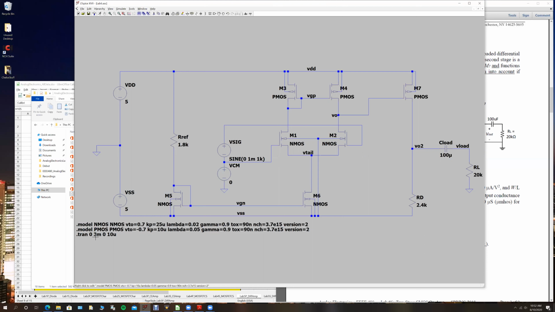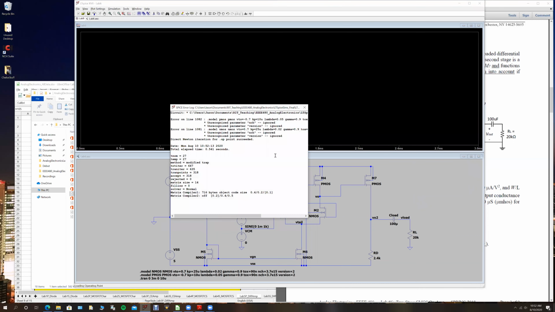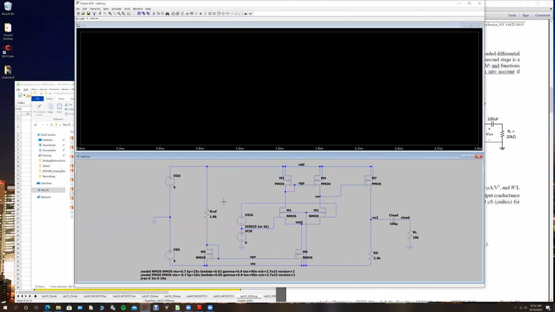So at 1 kilohertz for 3 periods, you set the simulation time to 3 milliseconds, and my step time is 10 microseconds here. So if we run this and we plot the input, that's our 2 millivolts peak to peak. We can plot the output of the first stage, and we can also plot the output of the second stage, either at VO2 or VLOAD. It should look the same. One will just be offset from the other a little bit.